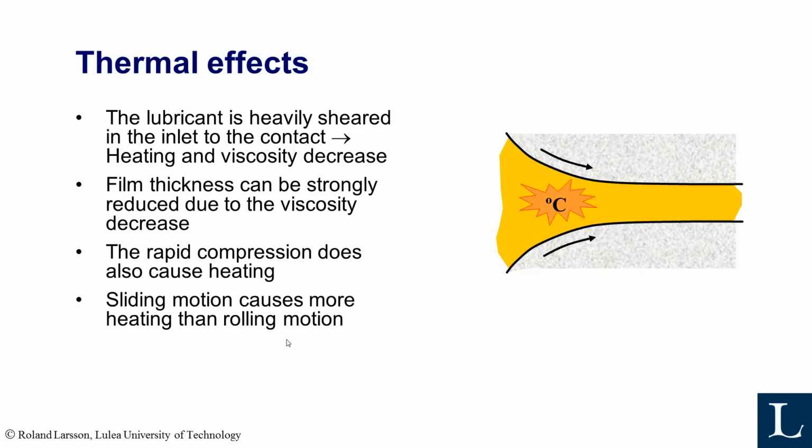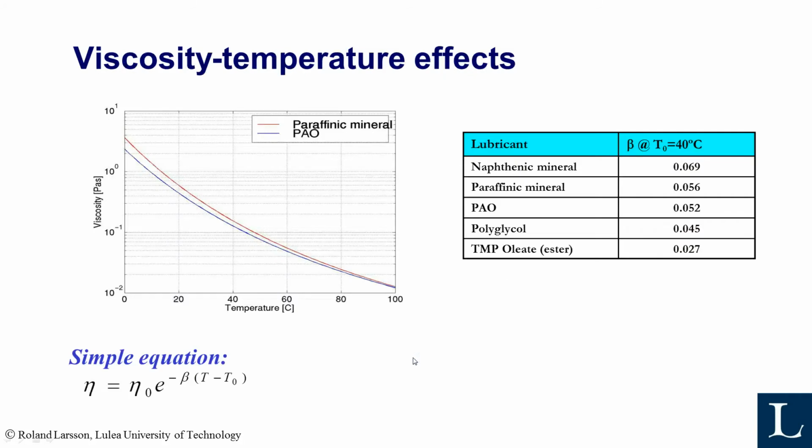Remember also that the compression of the lubricant will increase the pressure and the temperature, because it's a very rapid compression. On the other hand, you have the opposite decompression at the other end of the contact, so it's a kind of reversible process. Again, sliding motion will create more heat than rolling. And then you also need a relationship between viscosity and temperature, and this is a typical relationship, a simple equation. It isn't very accurate, but it's okay in a certain temperature range.